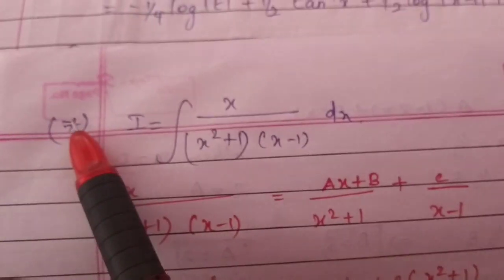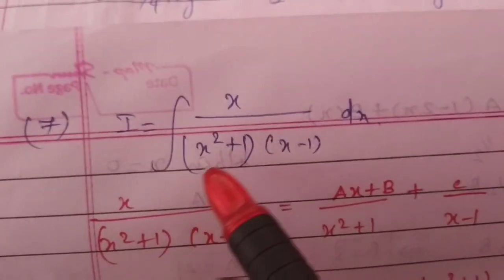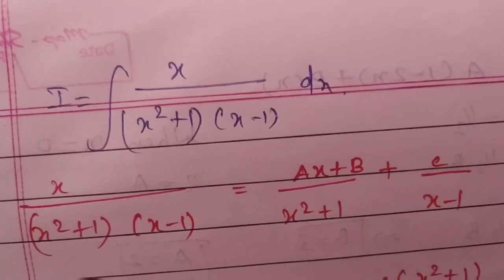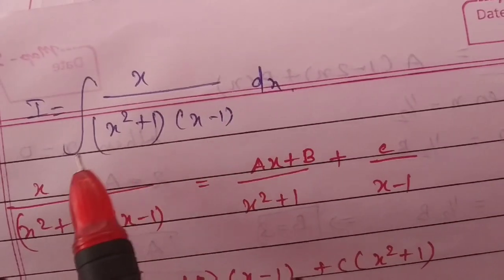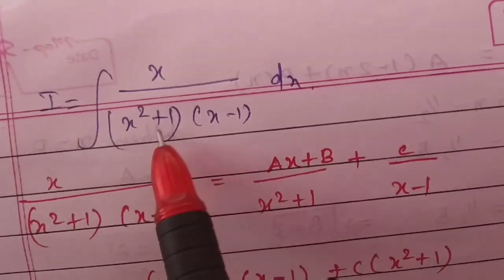Now the next one is the integral of x dx divided by (x squared plus 1) into (x minus 1). So far we have learned the factors which are different, and here we are going to see a factor and a quadratic which is not factorizable.